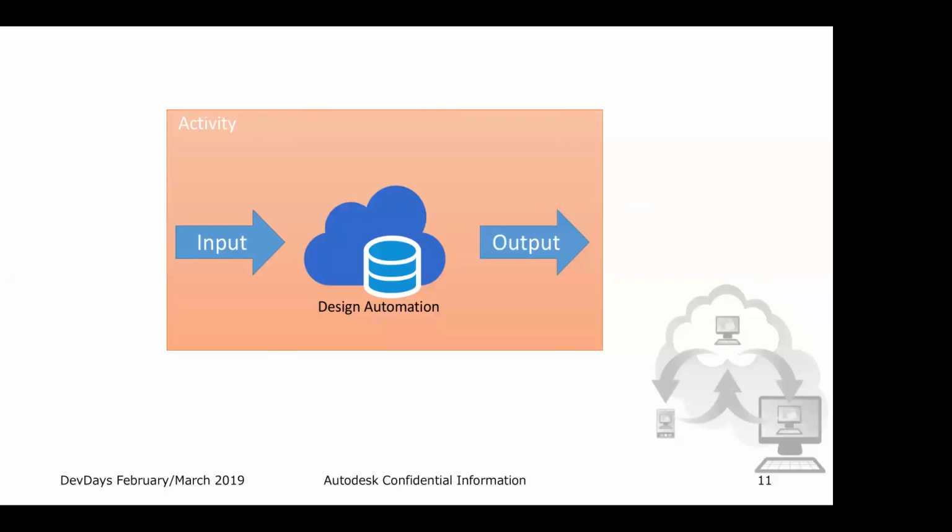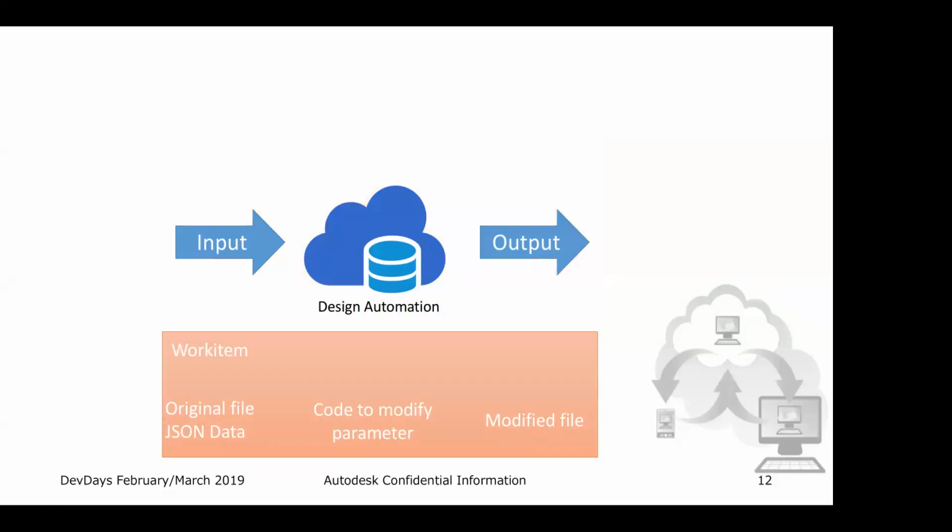Up until this point, we are not actually executing anything. We are just defining what we want to do with Design Automation. Next, we have the work item. So the work item is when we use the activity and the app bundle. On the activity, we define the actual file that we want to run, the actual data, and Design Automation will run the code and create the modified file.